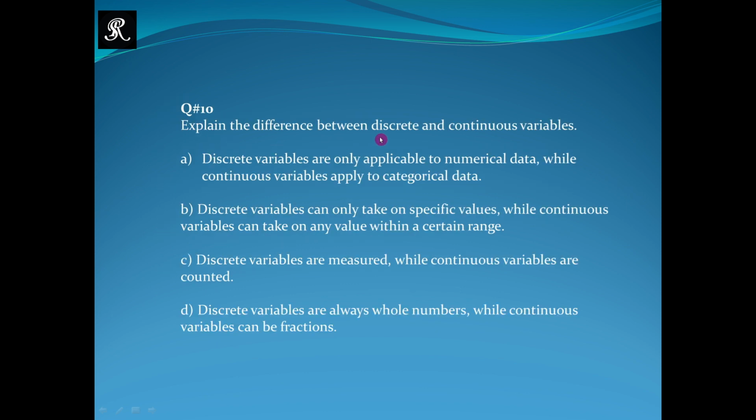Explain the difference between discrete and continuous variables. And the right option is option B. Discrete variables can only take on specific values, while continuous variables can take on any value within a certain range.